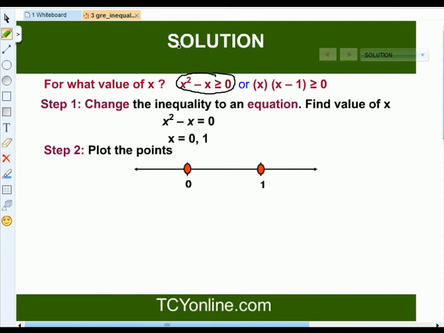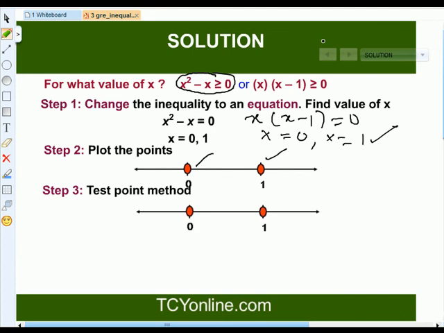First step will be now to change the inequality sign to an equation. So we have x square minus x equals to 0, or in other words x times x minus 1 is equal to 0. On solving this we get x equals to 0 and x equals to 1. Now we will plot these points on the number line. After plotting the points, next is to test the points. So simply we will take the interval 1 till infinity and test for x equals to 2. When we take x equals to 2, we simply get 2 times 1, that is simply positive. So that makes the interval positive.